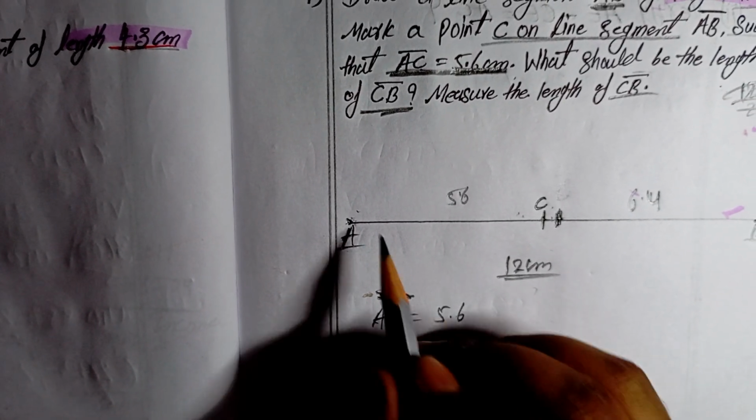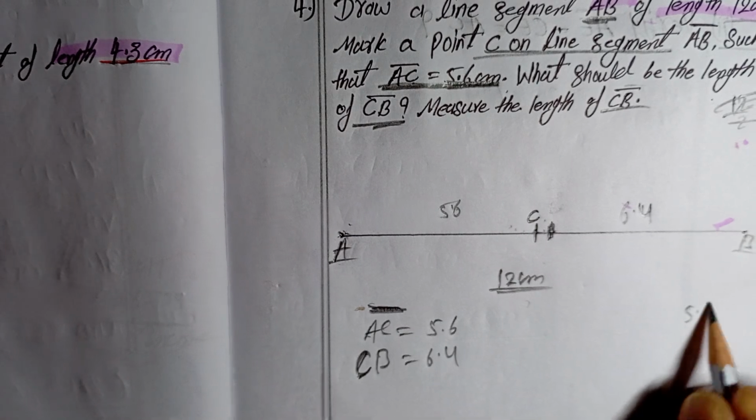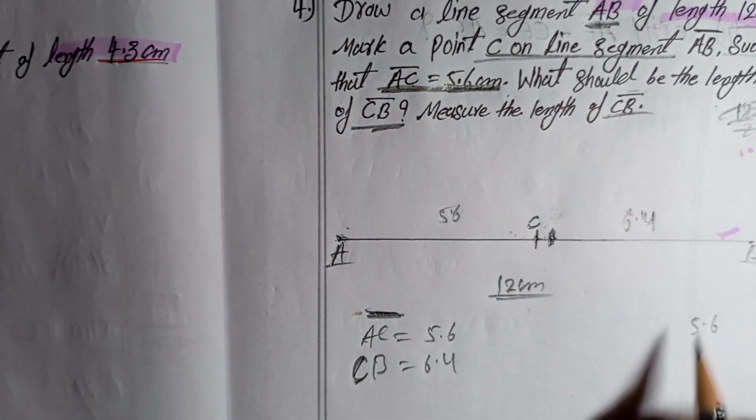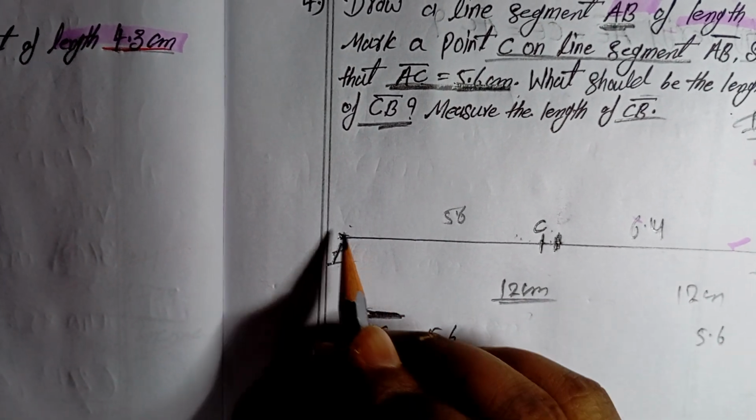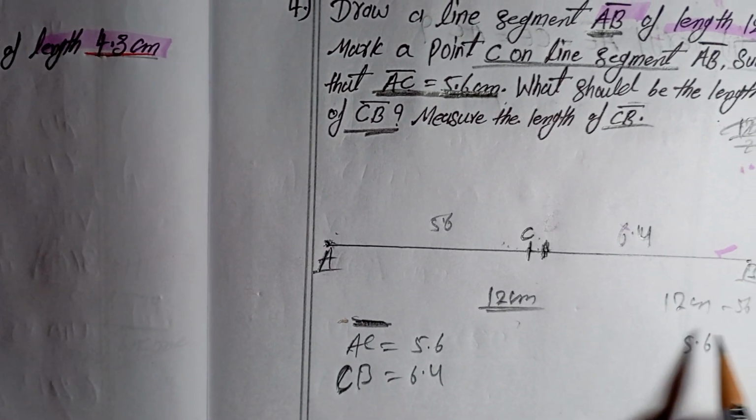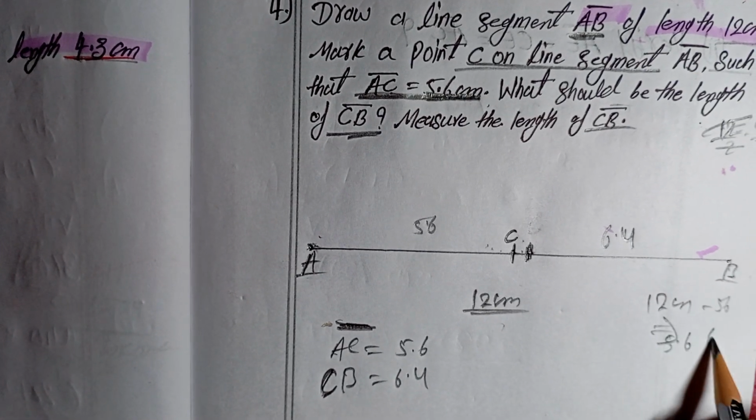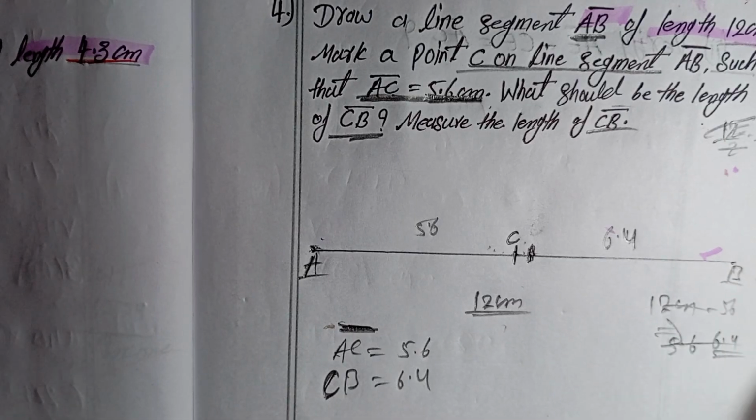If you have a doubt, you can check from A to B. It's 5.6. The total distance is 12 centimeter. From A to C, the distance is 5.6. If you subtract, it's going to be 6.4 only. So you can check like that.